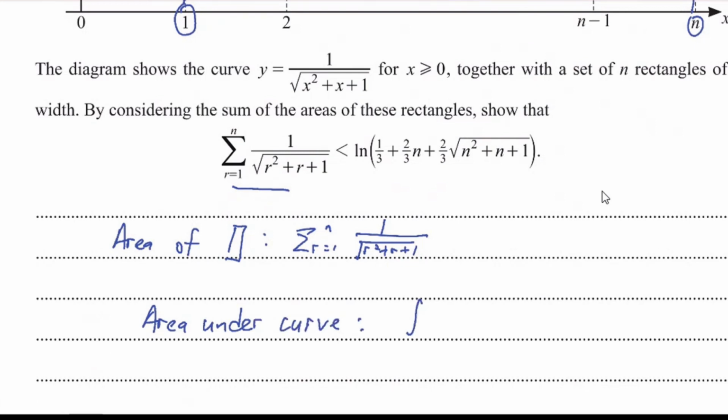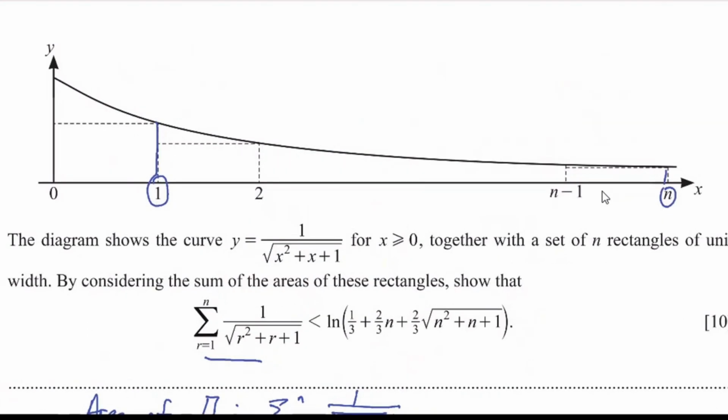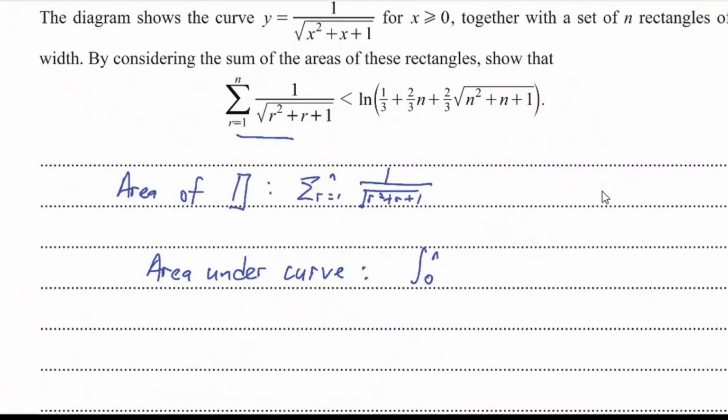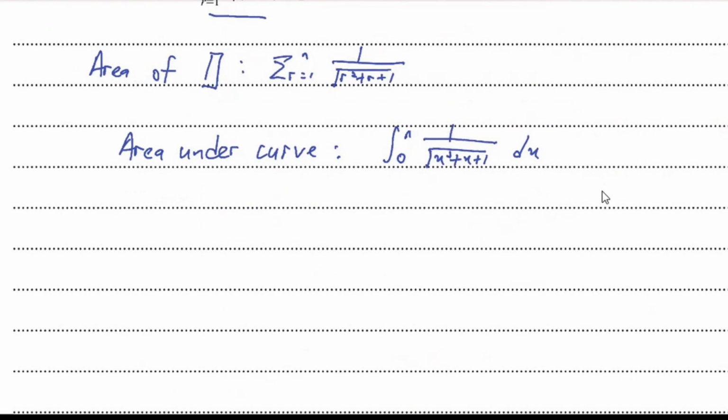So the area under the curve here, we've got to integrate. Okay, so let's look at what the area under the curve is. The area under the curve here is from 0 to n, right? So we need to integrate it. This question is actually testing us on how to integrate this, rather than asking about all the upper and lower boundary stuff there. So there's quite a bit of work for us to do here.